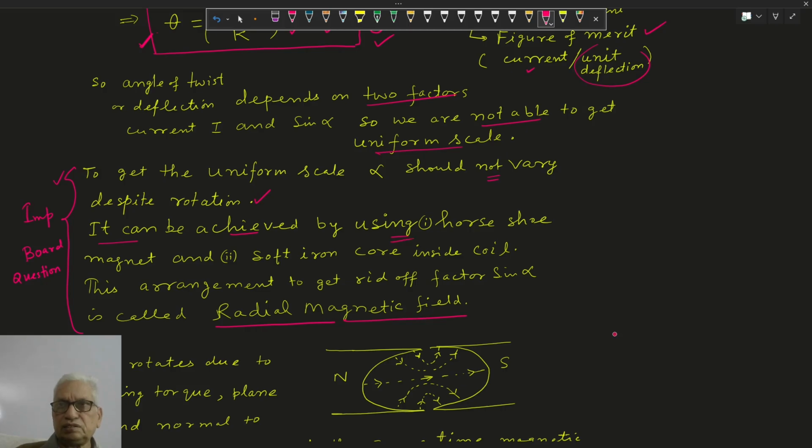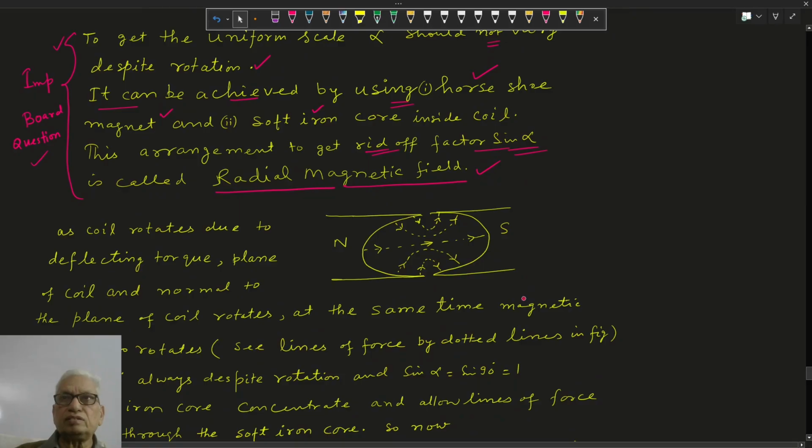There are two things. One is horseshoe magnet. Magnet is of the shape of horseshoe, and the soft iron core is there. This arrangement to get rid of the factor sin alpha is called radial magnetic field. A board में question आता है, what is radial field? How can you achieve it? So नॉर्थ साउथ पोल को हमने किस तरह से लिया है? In the form of a horseshoe magnet. We know lines of force are originating from the north pole terminating to the south pole like this.